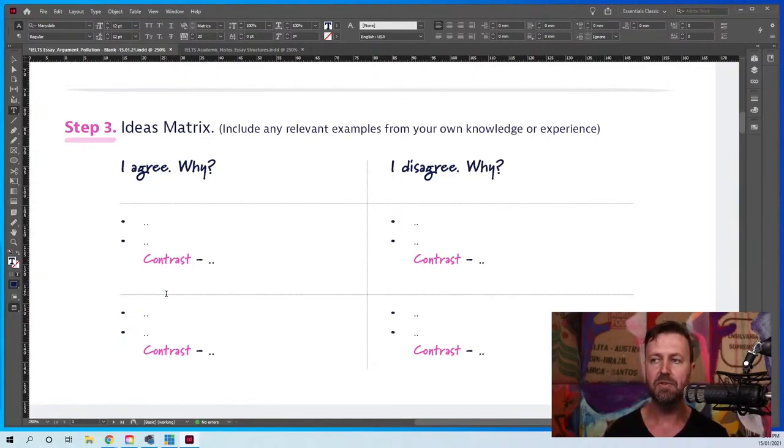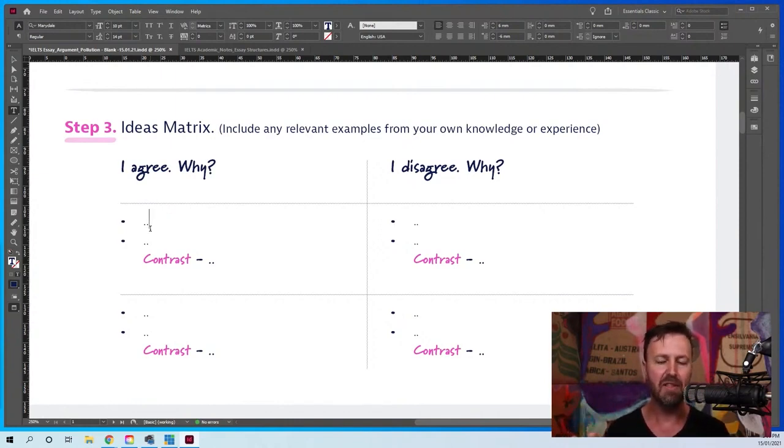But what we want to do here is, again, the question is pollution problems will be solved by 2030. Here we say, I agree. Why? The other side is, I disagree. Why? So this is where we start to take that vocab and put it in some sort of form that we can then use later to actually write the essay itself. So let's do that now.